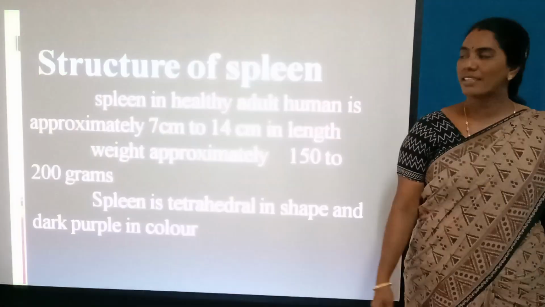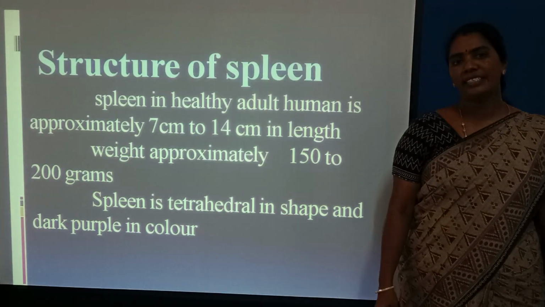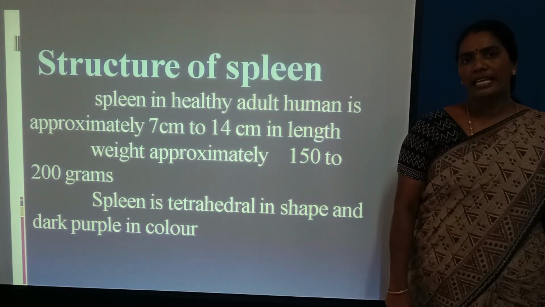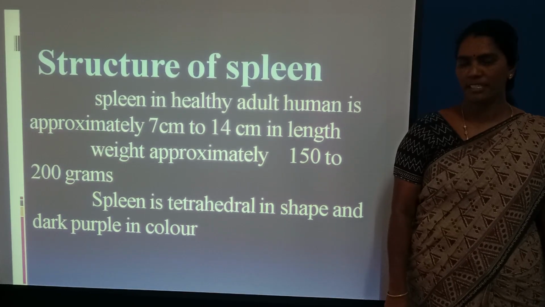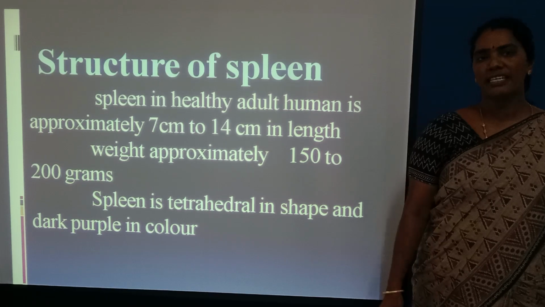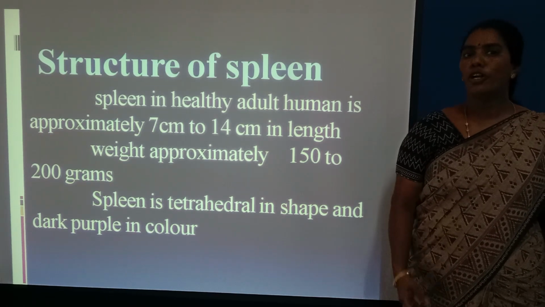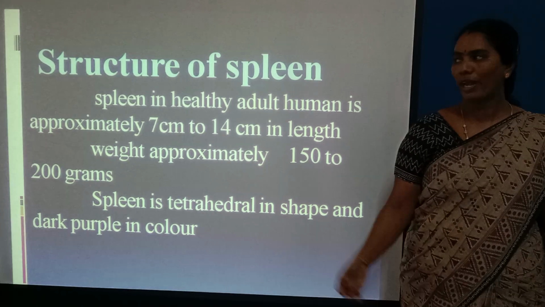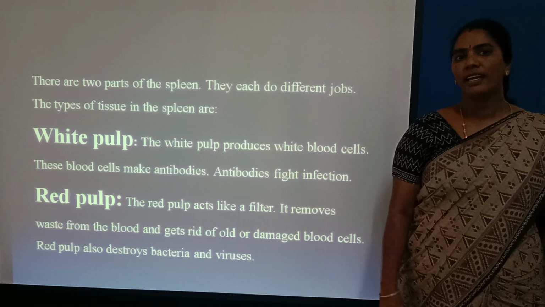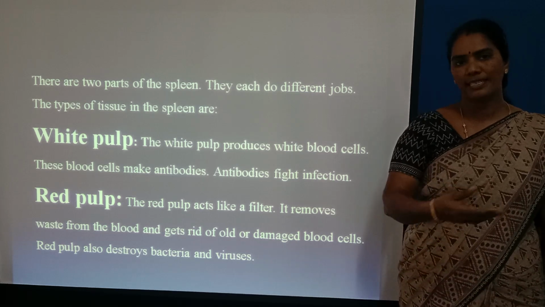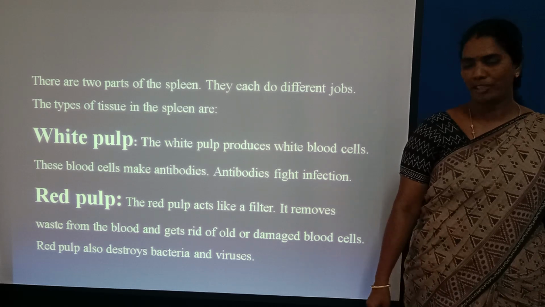Next, move on to the structure of the spleen. The spleen is tetrahedral in shape and dark purple in color. The length of the spleen is approximately 7 cm to 14 cm and the weight is approximately 150 to 200 grams. The spleen consists of two types of tissue, the white pulp and the red pulp. White pulp produces WBCs. Already I told you WBCs make antibodies. These antibodies protect you from infections and pathogens.